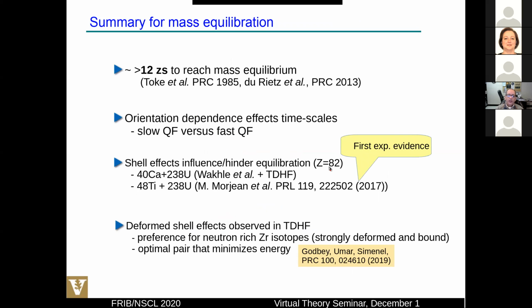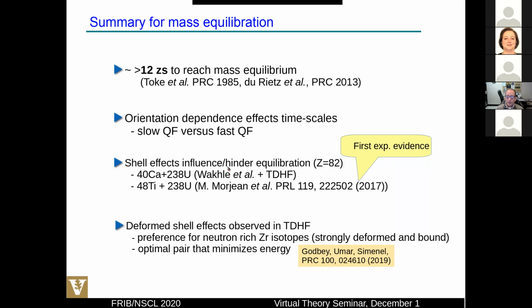All right, so in summary, the mass equilibration seems to take something on the order of 12 and larger zeptoseconds, and there were actually older phenomenological and experimental studies of this kind of phenomena. And we have seen that orientation dependence affects the time scales. So you have slow quasi-fission versus fast quasi-fission depending on the orientation of the deformed nucleus. We have seen different kinds of shell effects.